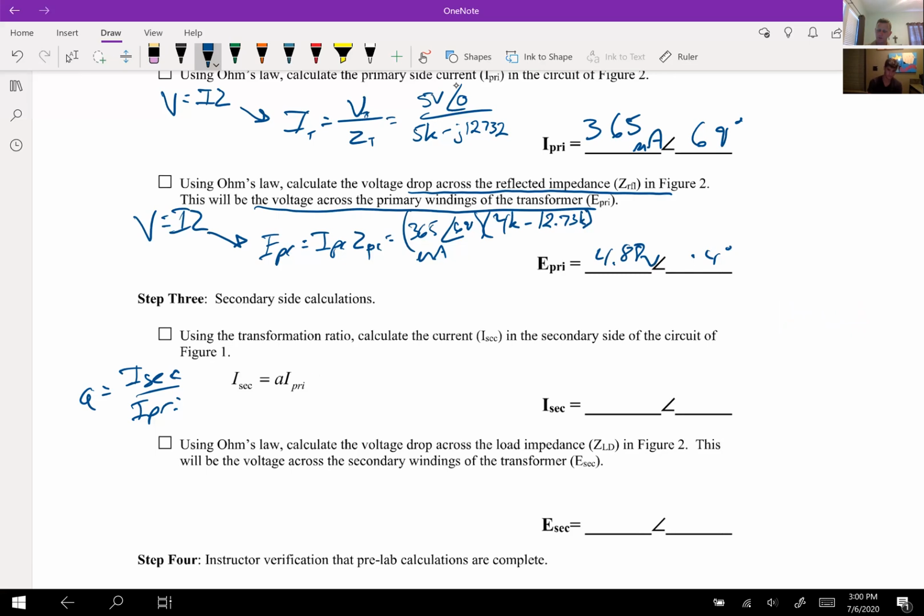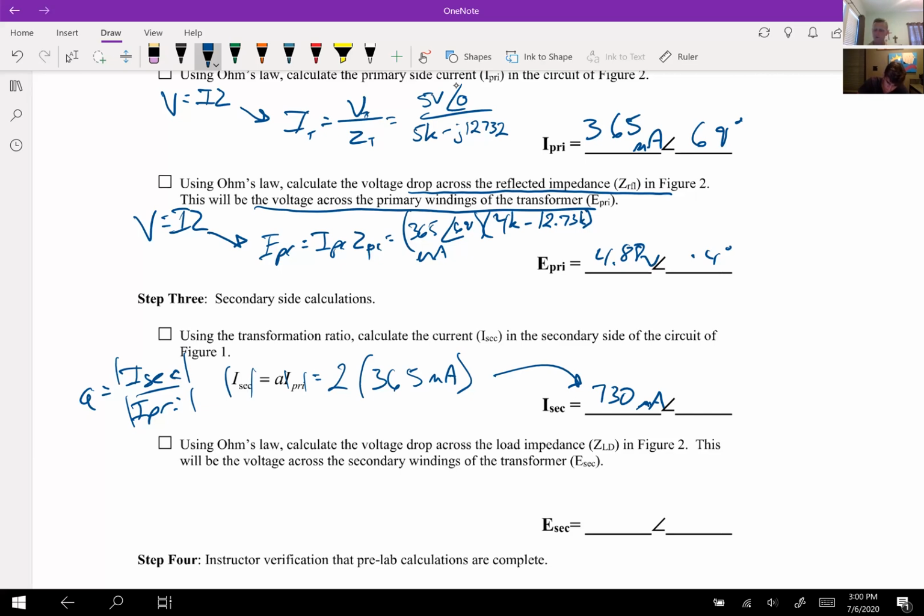So now we can just plug this in. A was 2. And note that I primary is on the equation sheet; it actually does it with absolute values, and note that they're not bolded. So I just take the absolute value, which is the magnitude, 365 microamps. That gives me this portion right here, which is 730 microamps.